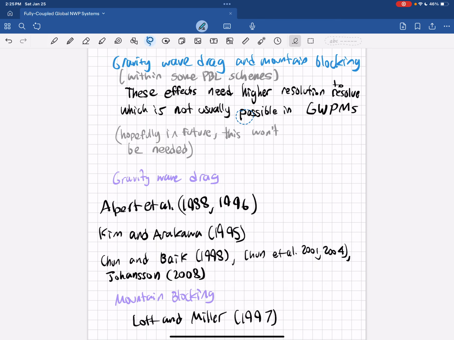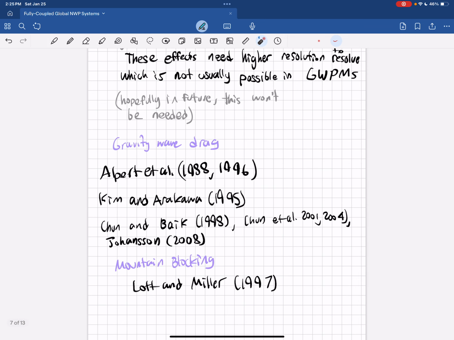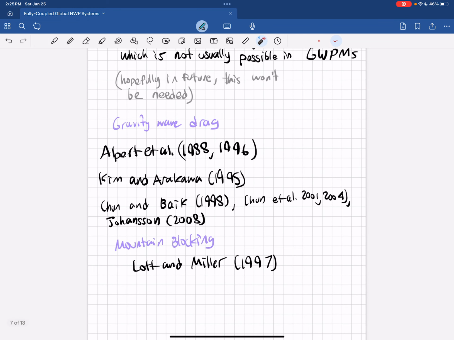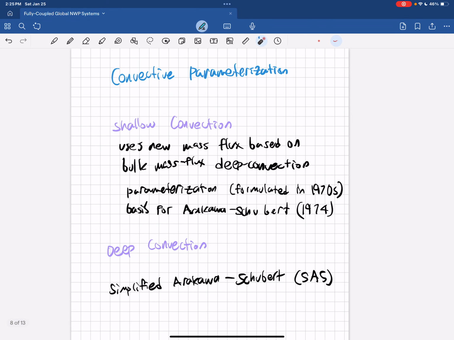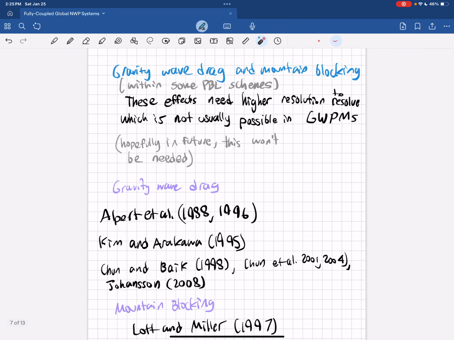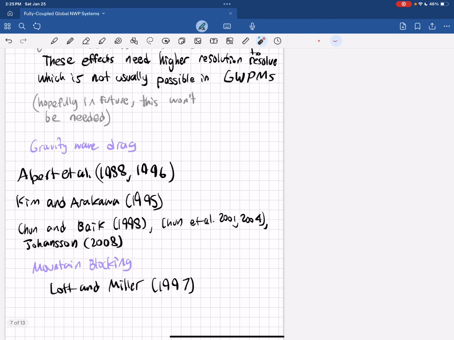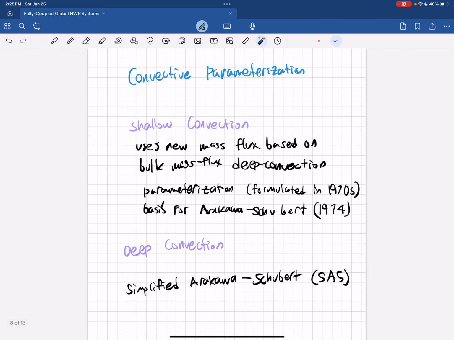So, okay. Now, for the gravity wave drag, these are the papers that are mentioned by GFS. I think one of the important ones is anything by Arakawa. The Arakawa one is pretty good. And then for mountain blocking, Lott and Miller 1997. So they basically based their parameterizations on these. I don't know if they used the exact one or if they just kind of used it as a basis for their own.